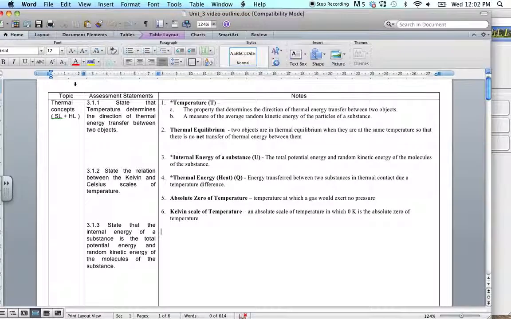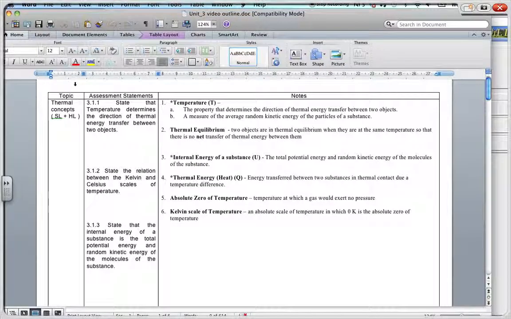So first part, it says state that temperature determines the direction of thermal energy transfer between two objects. I think that's pretty straightforward. Heat travels from a hot to a colder object. There seems to be this equilibrium of energy, or spreading all the heat energy out. So we have that transfer.